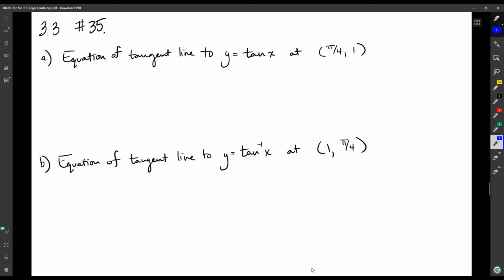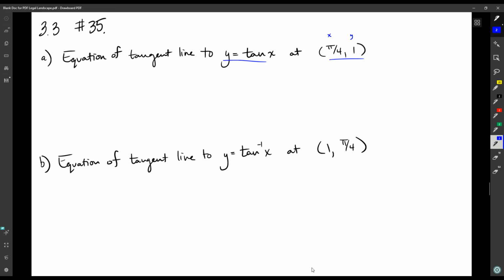This is number 35 from section 3.3. It's a two-parter. In part A, we're asked to find the equation of the tangent line to the graph of the function y equals the tangent of x at the point pi over 4 comma 1. So we have the whole entire point, both the x and the y, and we have the function.